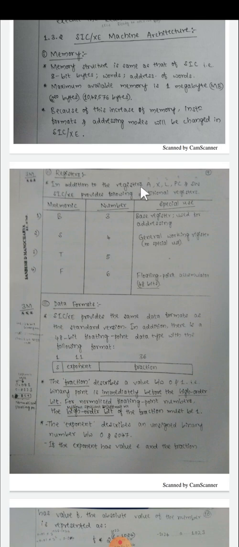So SIC XE also has A, X, L, PC and SW, and the same numbers and same special uses are same here. But in addition to these 5 registers, what are the extra registers we will see now. The mnemonics are B, S, T, F. It means B is nothing but base register, S is general working register or general purpose register, T is also general purpose register or general working register, F is a floating point accumulator register.